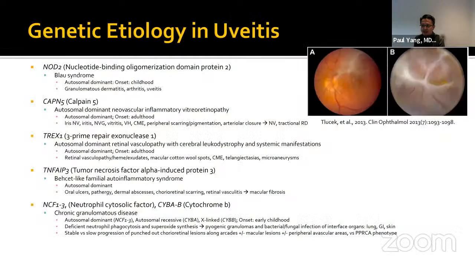Inherited uveitis. So this is just the final slide. I'm not going to get into each one of these conditions because it would be another big talk, but this is something to remember. These are 5 conditions here, which are inherited forms of inflammation.